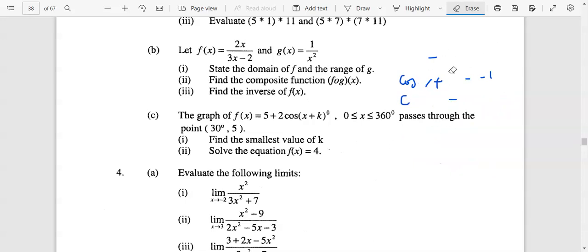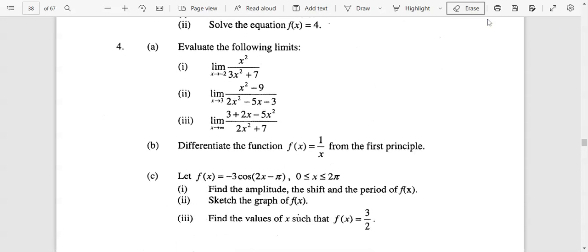So question number 4. Let's hope, guys, we are understanding. Please, if you have got questions, feel free to ask.